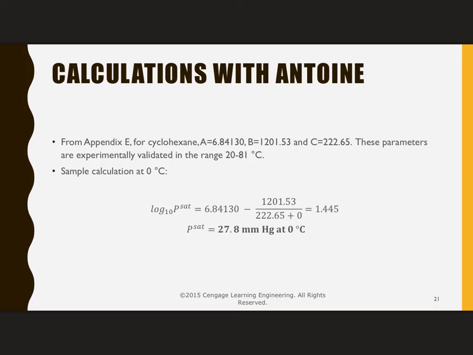To use these, we'll do the sample calculations for each of these at 0 degrees C. And of course, you could go through and do these for the other temperatures on your own. This is log base 10 of the vapor pressure is 6.84130 minus 1201.53 divided by the temperature, which is 0, plus 222.65. And so the log base 10 of the vapor pressure is 1.445. That means that you take the antilog of both sides, or 10 to the 1.445 power is the vapor pressure. That gives us 27.8 millimeters of mercury at 0 degrees C.